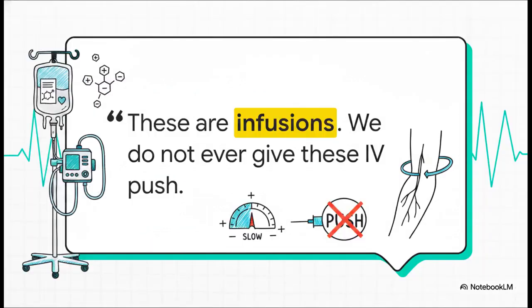Now, please listen closely to this part because it is absolutely critical. Dopamine and epinephrine for bradycardia are infusions. We do not ever give these IV push, okay? You have to carefully dial them up or down based on how the patient responds. Slamming the patient with an IV push bolus of these can instantly turn a slow heart into a much deadlier rhythm.